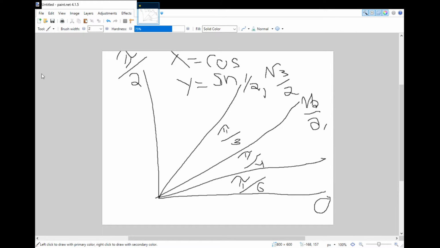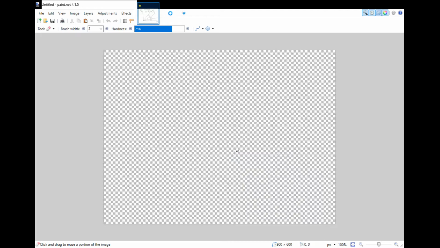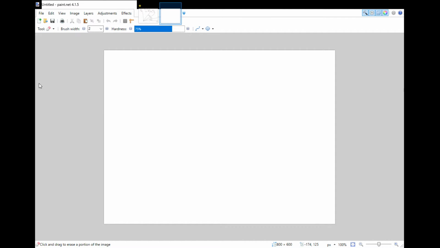Now, if I could figure out how to clear this, how do you clear? Whatever. Let's just make a new layer. Brushes B.